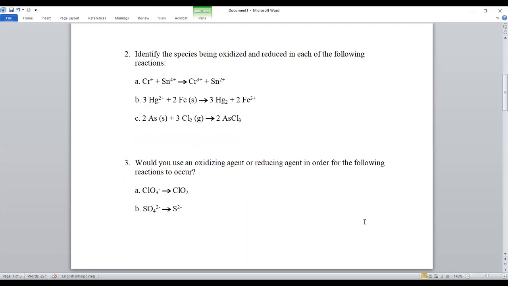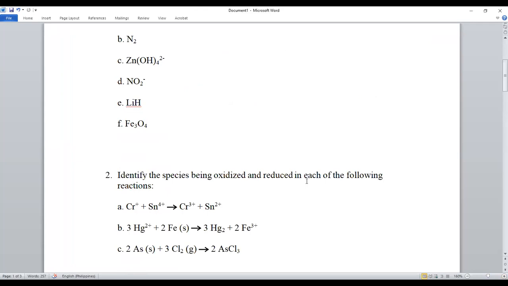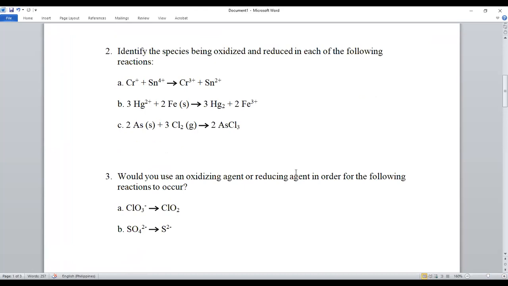You identify the species that is being oxidized and reduced in each of the following. Just tell me, okay? I will increase the size. Okay, that's it. This is simple. Tell me which is being reduced and which is being oxidized, chromium or tin? Okay, chromium is being oxidized because you see an increase in its positive oxidation state. This one is being oxidized. So you can write it down and you can answer this later.